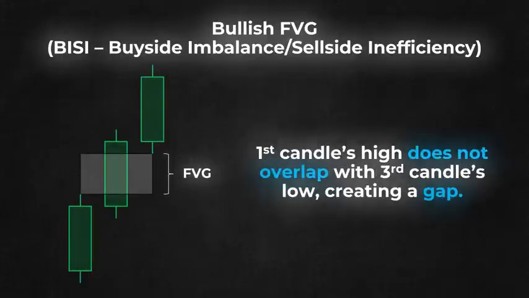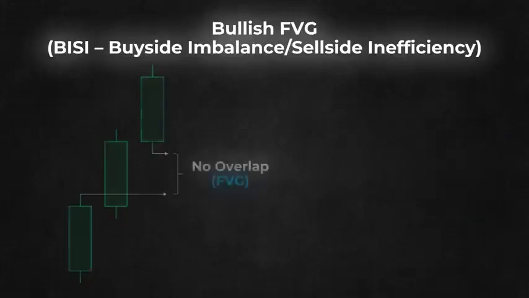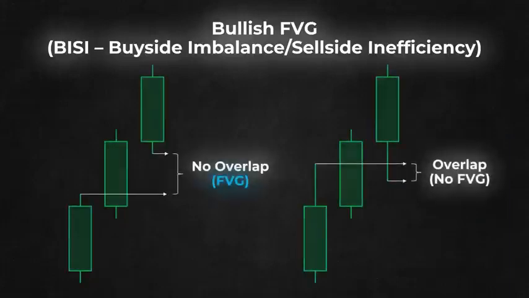Let's make a quick comparison between price movements where we can find a fair value gap and one where we cannot. On the left, we can see that there is no overlap between the upper shadow of the first candle and the lower shadow of the third candle, therefore creating a fair value gap. On the right, we can see that the upper shadow of the first candle overlaps with the lower shadow of the third candle. In this case, there is no fair value gap.